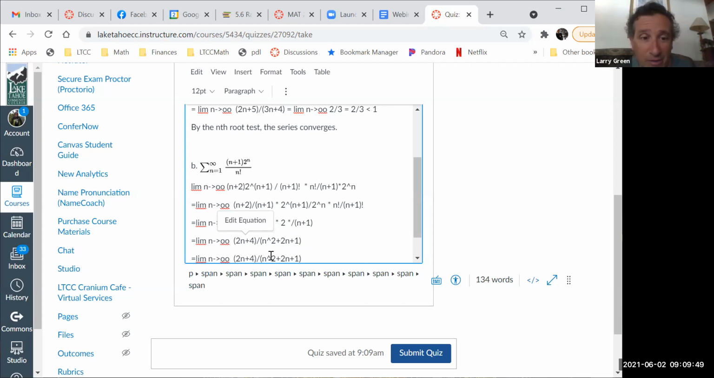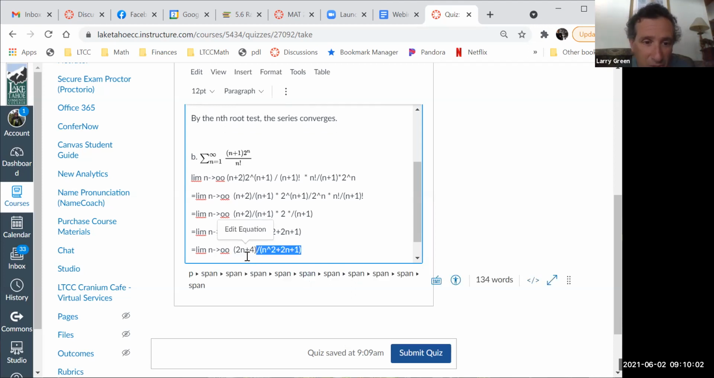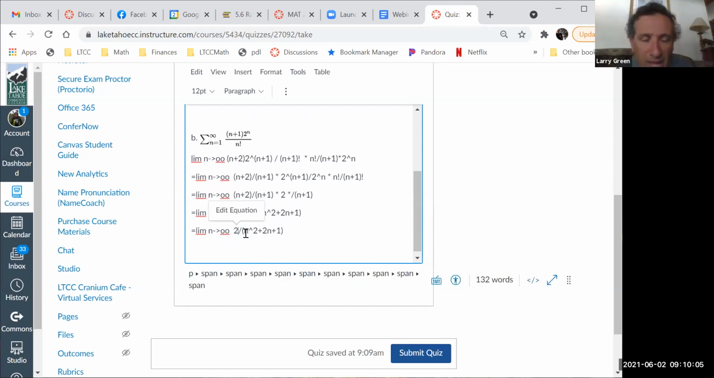Hint, if I plug in, I get infinity over infinity. Yeah, now I can use L'Hopital's again. Derivative of 2n plus 4 is just 2. And the derivative of n squared plus 2n plus 1 is 2n plus 2. But now I'm in great shape. What's the limit as n goes to infinity of 2 over 2n plus 2? Yeah, that's 0. And 0 is less than 1. So now, by the ratio test, I'm going to write RT.